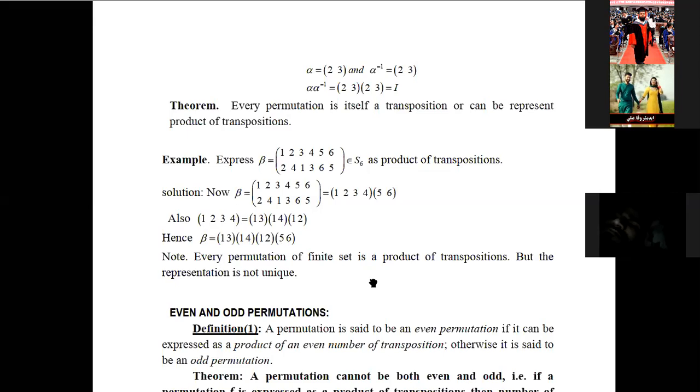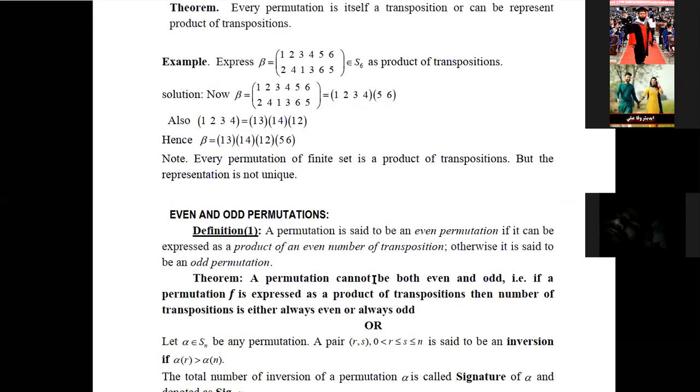Okay, even and odd permutations. A permutation is said to be an even permutation if it can be expressed as a product of an even number of transpositions. It means first of all, if a permutation is given and anyone asks whether this permutation is even or odd, how do you check? First of all, you convert the given permutation into a product of transpositions. Then you count the transpositions. If the number of transpositions is even, then the permutation is even. If the number of transpositions is odd, then the permutation is odd.